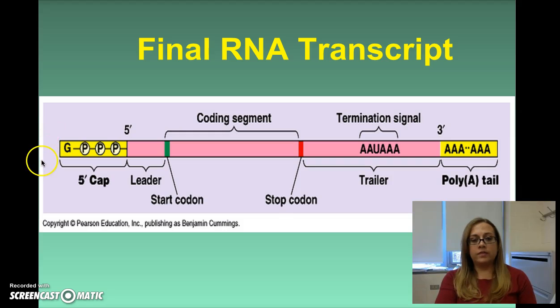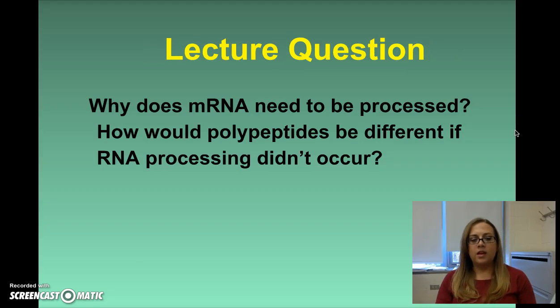So again, we have our final RNA transcript. So we have our 5' cap. We have the coding segment that has all introns removed, and then we have our poly A tail. So your lecture question: why does mRNA need to be processed? How would polypeptides be different if RNA processing didn't occur?